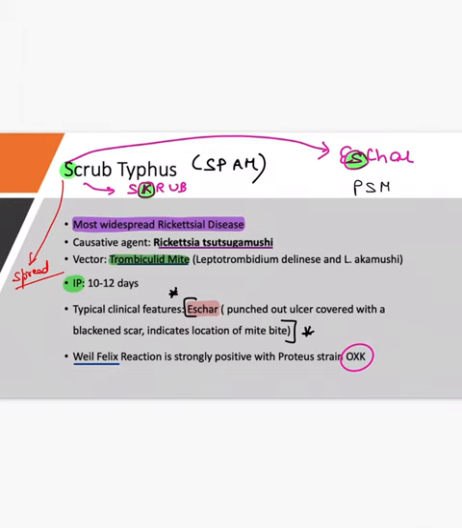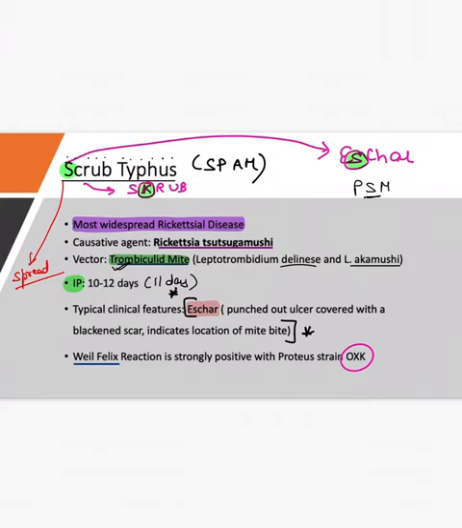You have two species, that is Leptotrombidium deliense and Leptotrombidium akamushi. Tsutsugamushi, that is akamushi, guys. How to remember the incubation period for scrub typhus? Everything is important. If you count the letters in "scrub typhus", that is 11 letters, and the incubation period is 10 to 12 days. I think that makes it easy.